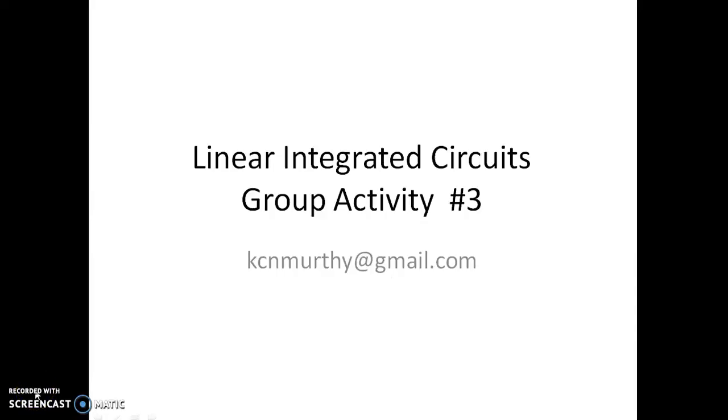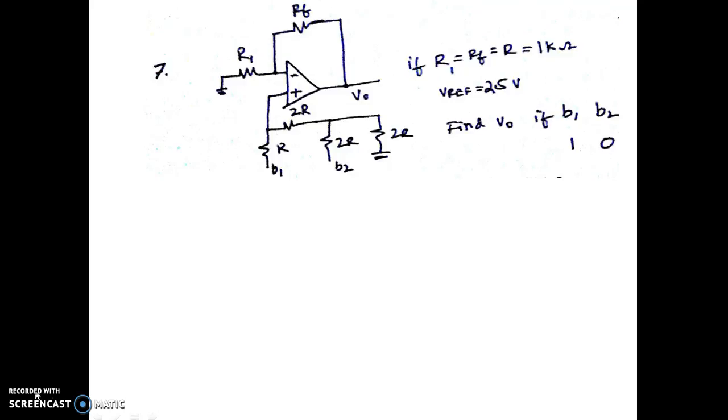Let us continue with the group activity questions we were discussing in the previous video. So this is the next question. Here we are asked to find the output voltage if the values of B1 and B2 are 1 and 0. It is given that the values of R1, RF and R are equal to 1 kilo ohm. So we have all resistors.